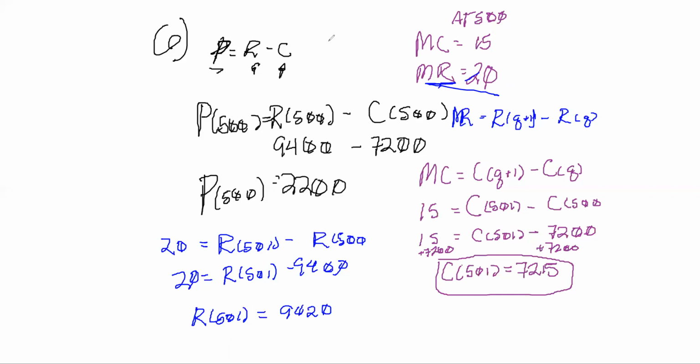Okay, then what are we going to do? We are going to put them together just like we did with profit. So the profit of making 501 items is equal to 9,420 minus 7,215. Okay, so this is going to be 2,205, right? Yeah, 2,205. Okay.